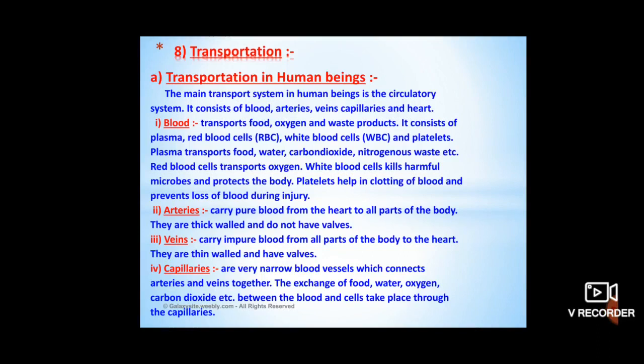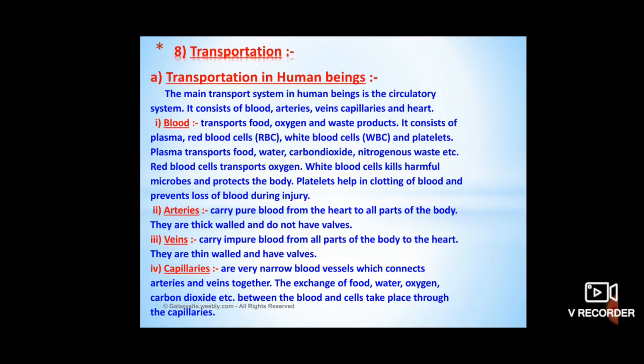Yes, children. Now let us move on to the next very important concept related to life processes, that is, transportation. Generally, the transportation in human beings. The main transportation system in human beings is the circulatory system. It consists of blood, arteries, veins, capillaries and heart. These are all the major components of the human transportation or circulatory system in our body.